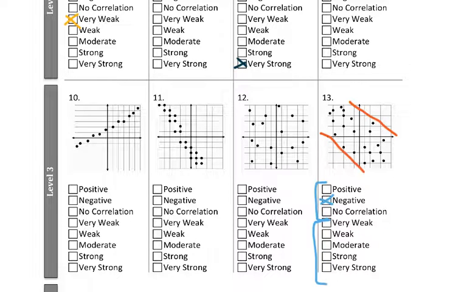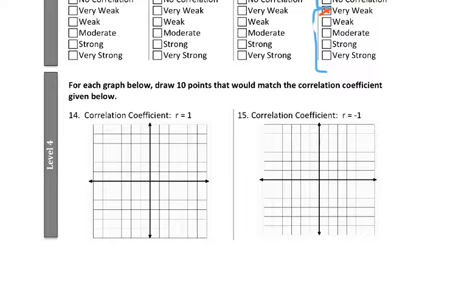And then notice that even though the dots are going down, they're also very, very scattered. So I would take the answer either very weak or weak for this question here. I believe that I did very weak on my answer key, so I'm going to stick with that. But I could understand an argument for saying that it's weak. Okay? Alright, so that's how you do level 3.